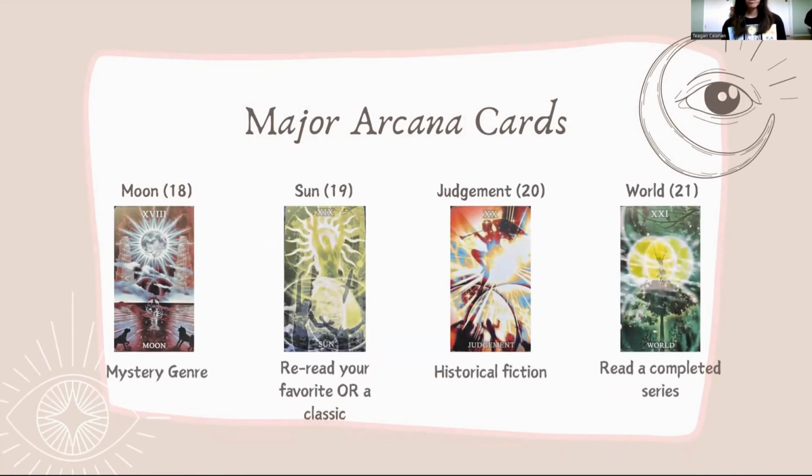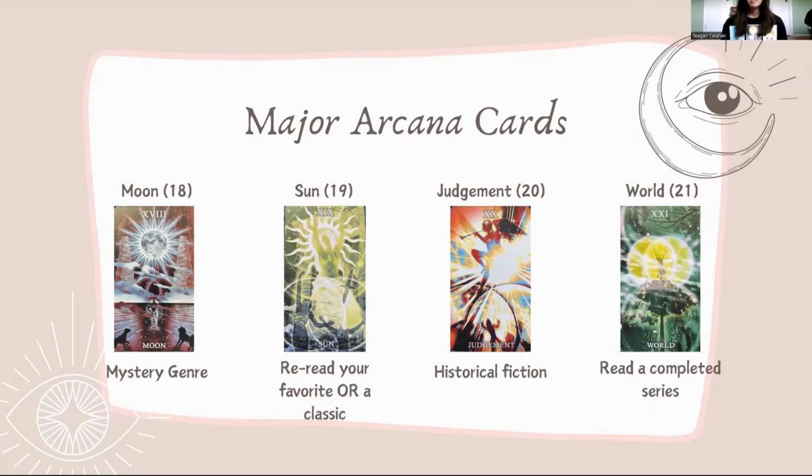Okay, the last four of the major arcana cards. We have the Moon, which is all about the mystery around us in our subconscious. So I did the mystery genre. Next is the Sun. So this is telling you or a patron to reread either your favorite book or to pick up a classic. And then next we have Judgment. This one I just did historical fiction because I feel like in any historical fiction book I've read, people were very judgy, so it seems pretty fitting.